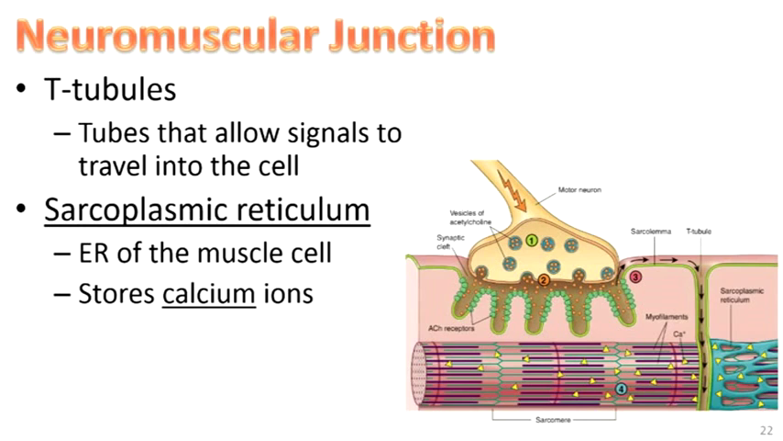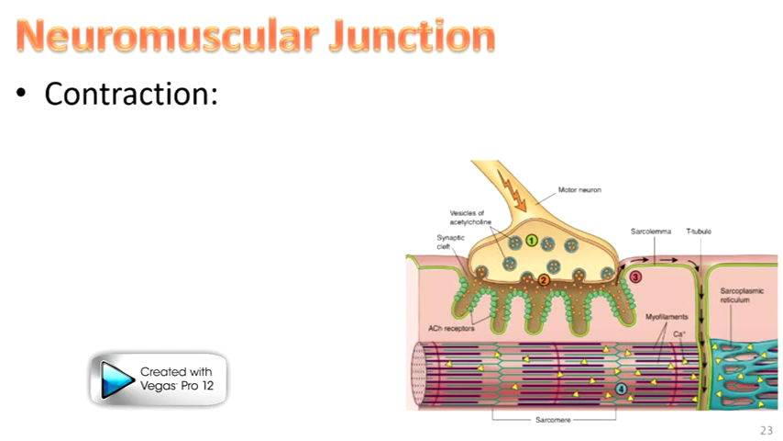So when we need to release those calcium ions to inhibit the troponin and the tropomyosin, to remove them from the actin filaments, we use those by storing them in here. Okay, so let's talk about the actual contraction for a while.